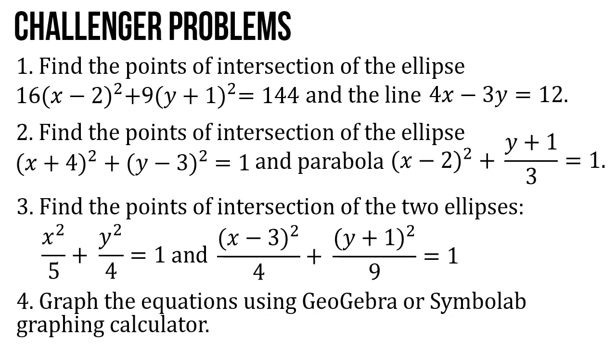And for challenger problems, number 1, find the points of intersection of the ellipse 16 times (x minus 2) squared plus 9 times (y plus 1) squared equals 144, and the line 4x minus 3y equals 12. Number 2, find the points of intersection of the ellipse (x plus 4) squared plus (y minus 3) squared equals 1, and the parabola (x minus 2) squared plus (y plus 1) all over 3 equals 1. Number 3, find the points of intersection of the two ellipses x squared over 5 plus y squared over 4 equals 1, and (x minus 3) squared over 4 plus (y plus 1) squared all over 9 equals 1.